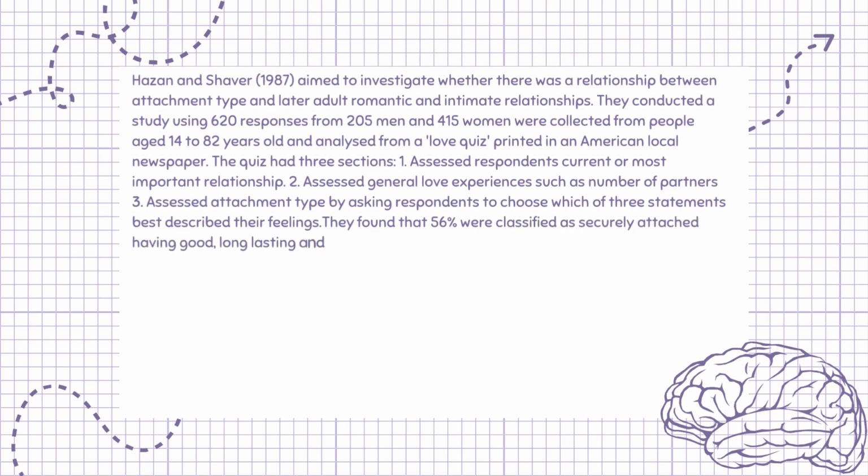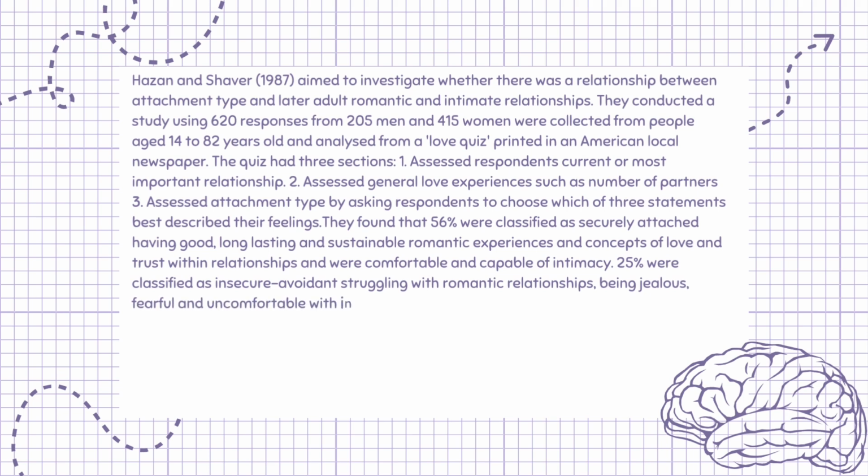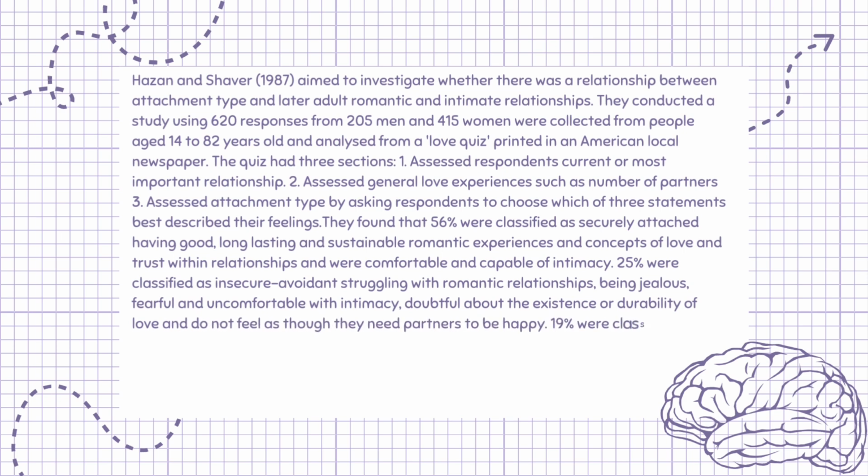They found that 56% were classified as securely attached, having good, long-lasting and sustainable romantic experiences and concepts of love and trust within relationships, and were comfortable and capable of intimacy. 25% were classified as insecure avoidant, struggling with romantic relationships, being jealous, fearful and uncomfortable with intimacy, doubtful about the existence or durability of love, and not feeling as though they need partners to be happy.